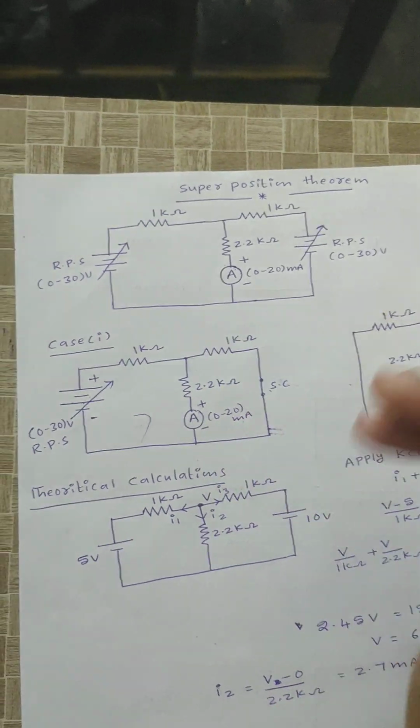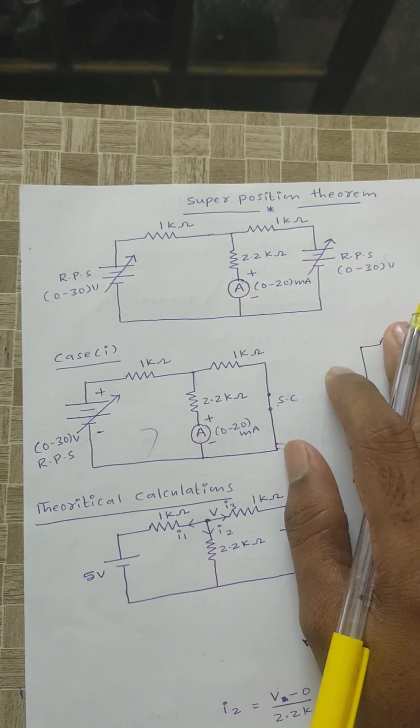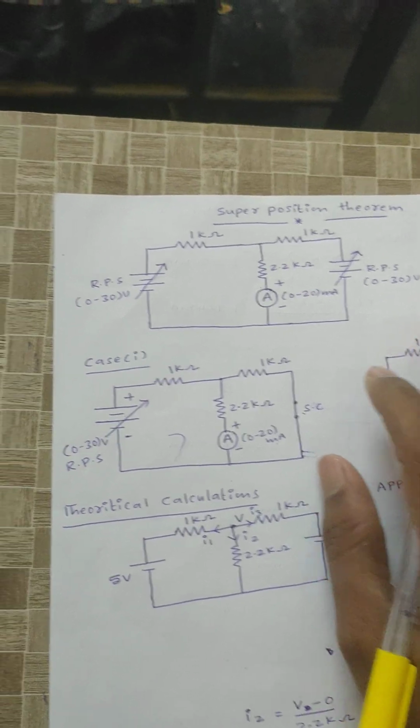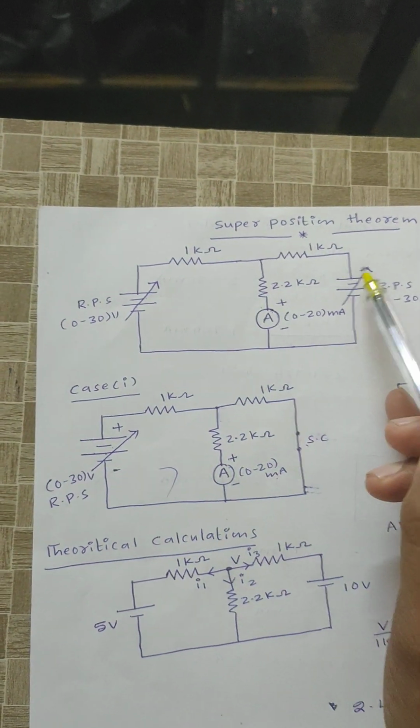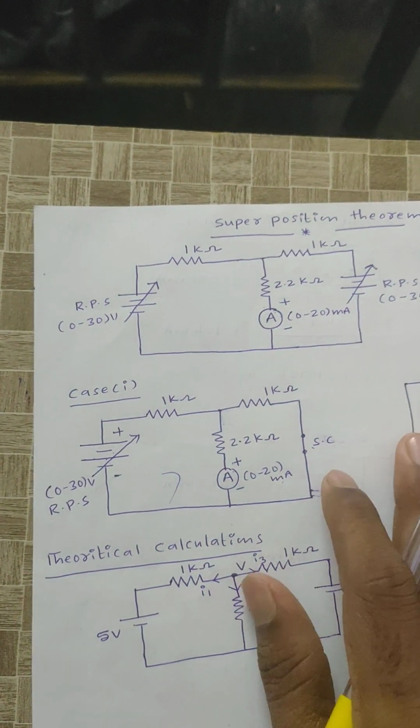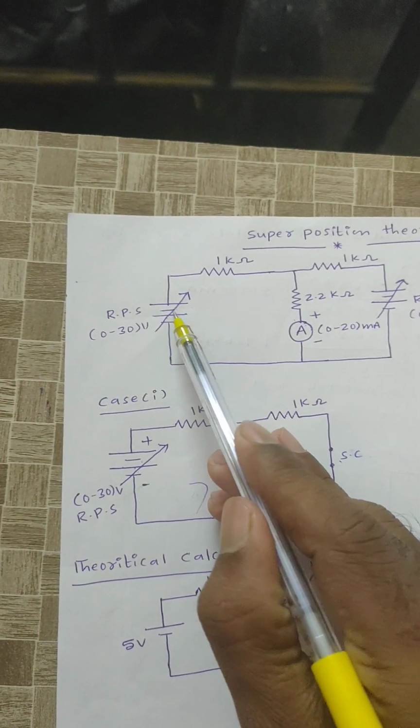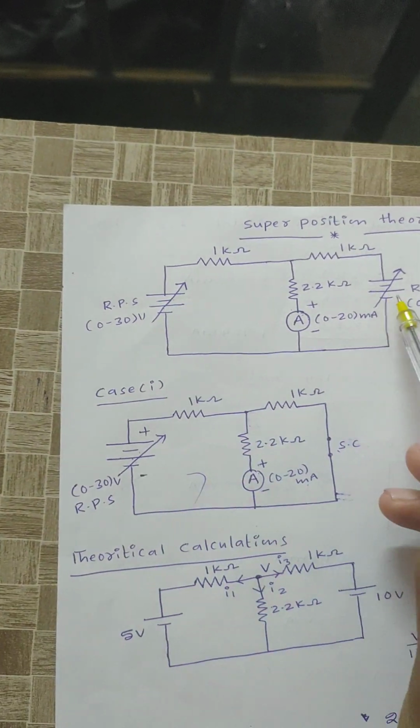Good afternoon all. Now I would like to discuss the theoretical calculation on the superposition theorem. The statement of the superposition theorem is, in any linear bilateral network, see here it is a linear and bilateral network consisting of two or more sources. The circuit is having two sources, right.